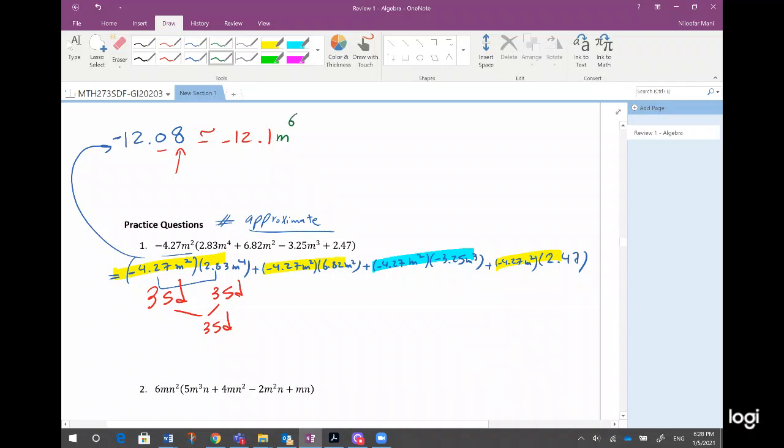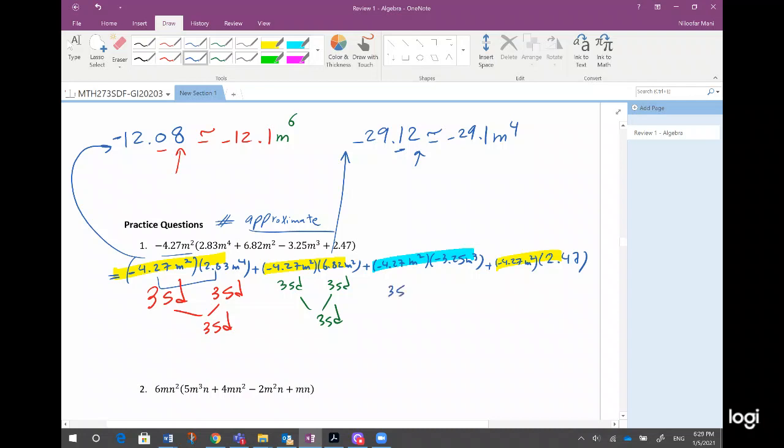How about the next one? Again 3 significant digits, so I round to 3 significant digits. I show 4 significant digits. What is the answer? 4.27 multiplied by 6.82, which is 29.12, so this one is minus 29.12. I don't need to show more. I underline that and check that, it is almost minus 29.1. And m power 4.